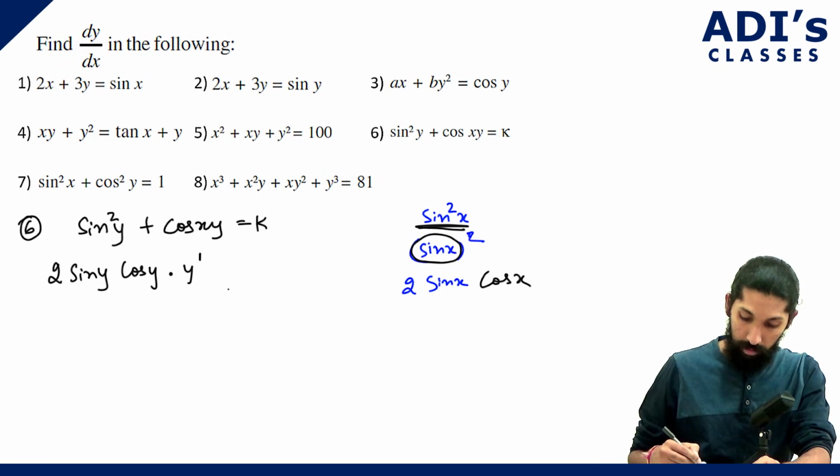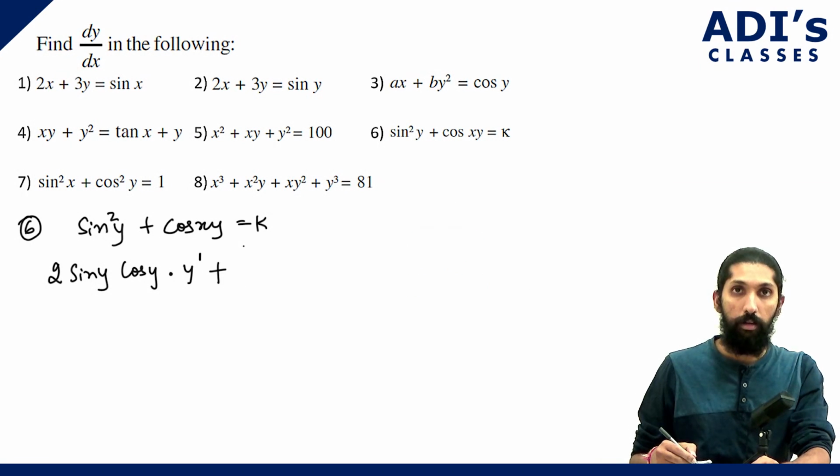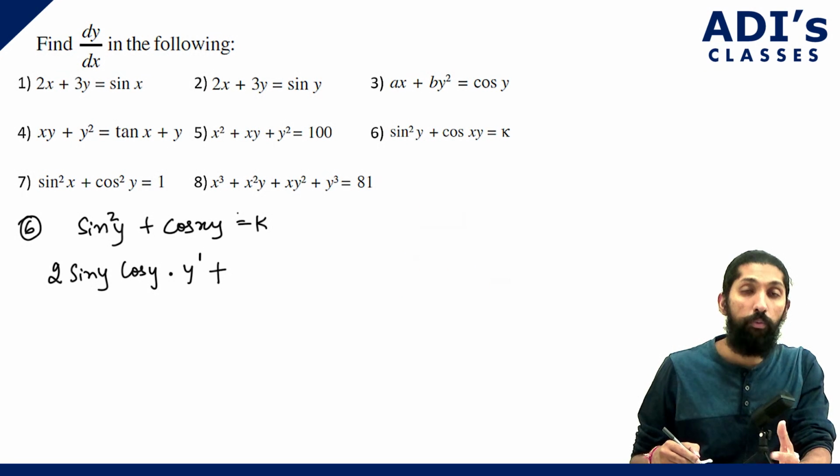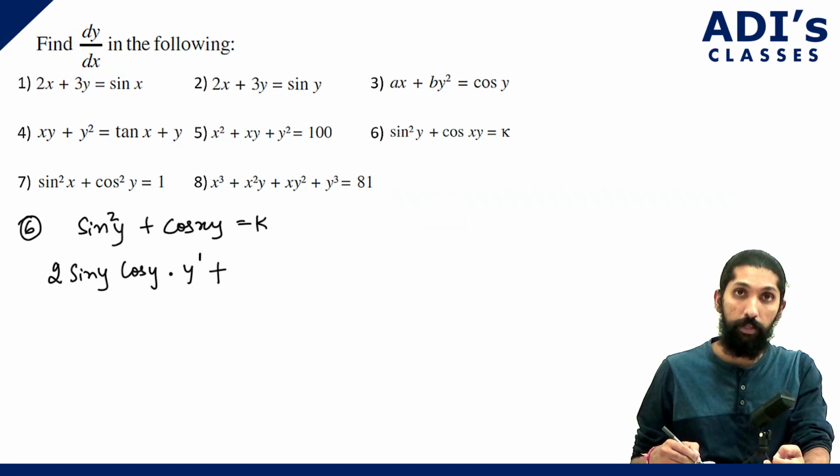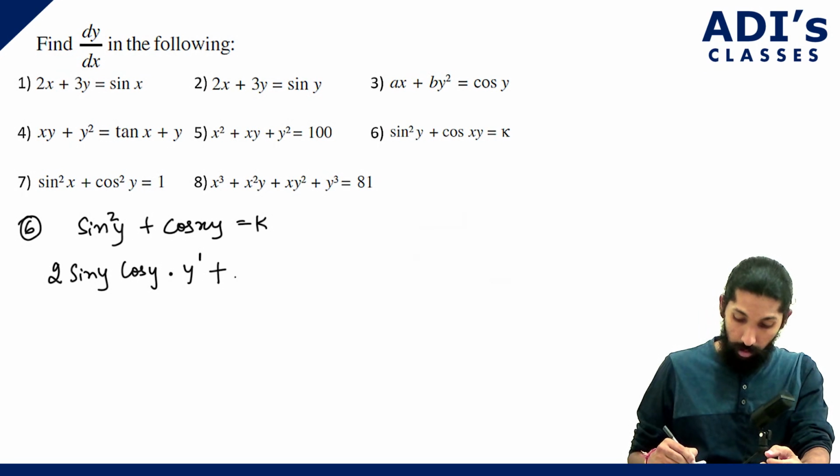Correct? Now let's go to the second term. Let's understand how we apply the chain rule for this one. See, what do we have? Cos of xy, correct? So first cos function, minus sine xy.